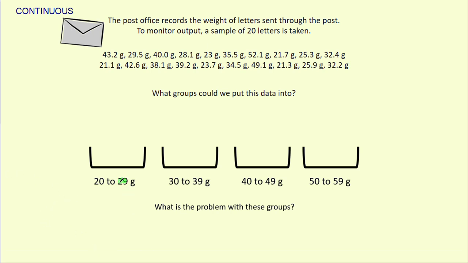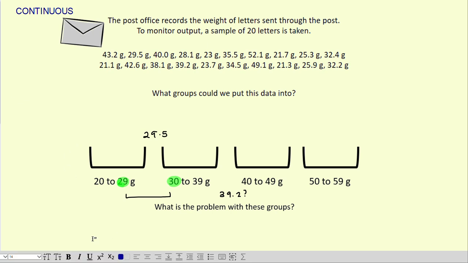So the previous problem was that we couldn't have overlaps, which is great, we haven't got overlaps. But this is continuous data. We could have data that fits between the 29 and 30, for example, 29.5. Where would that data go? Where would the data for 39.2 go? Okay, so the problem here is that there are gaps in the data. So the previous slide showed you that you can't have overlap, but also you cannot have gaps in the class intervals.